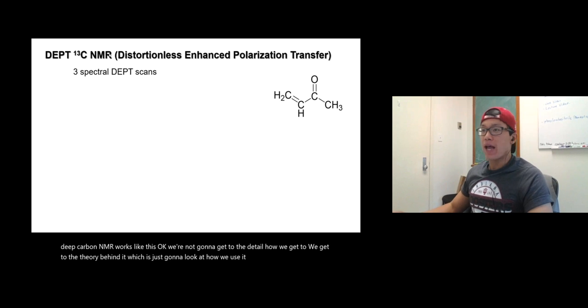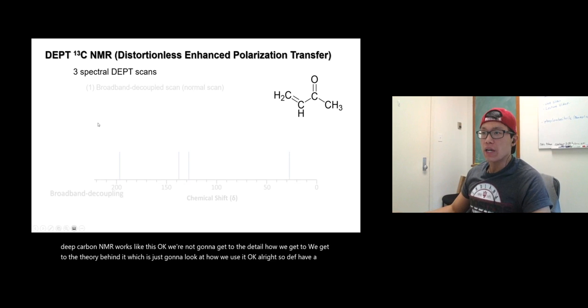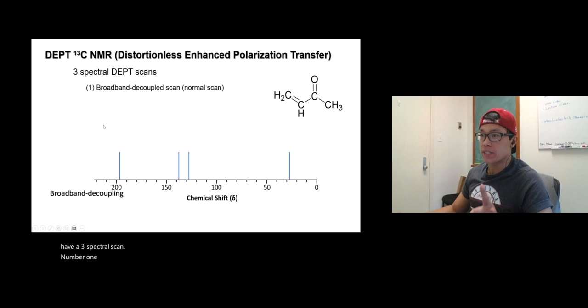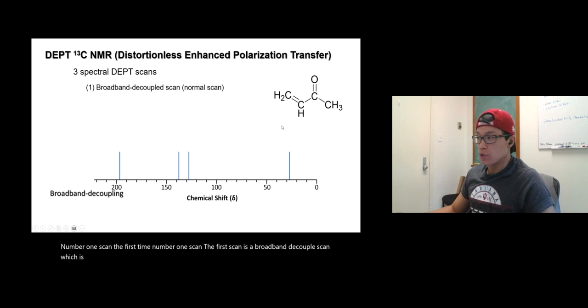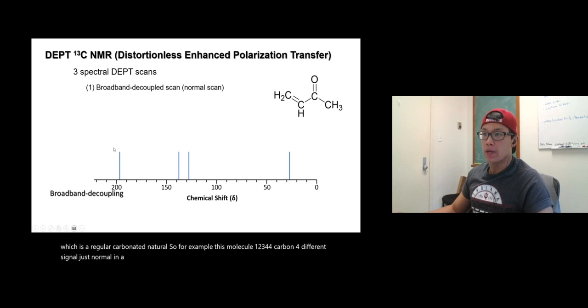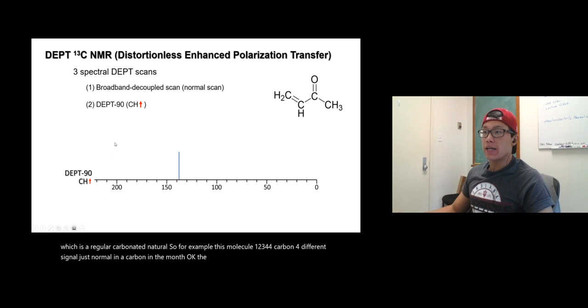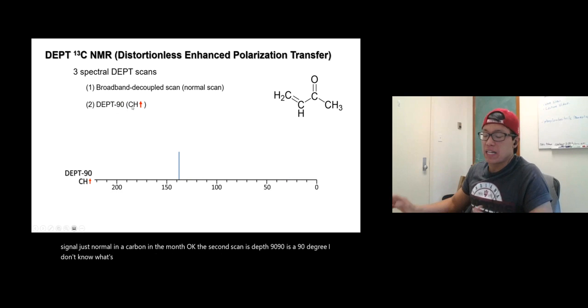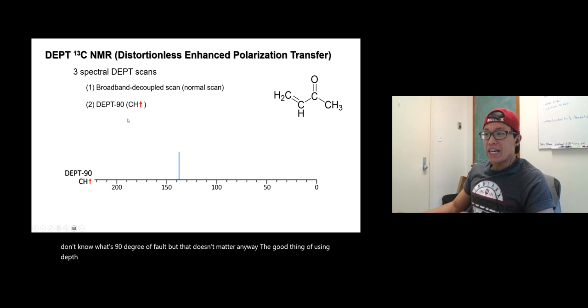DEPT has three spectral scans. The first scan is the broadband decoupled scan, which is a regular carbon NMR. For example, this molecule has four carbons, so four different signals, just like normal in carbon NMR. The second scan is DEPT 90. DEPT 90 shows only a CH. There's only one CH, so it shows one peak right there.